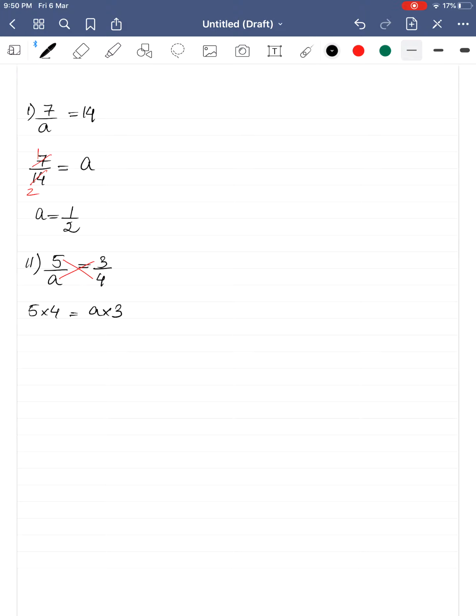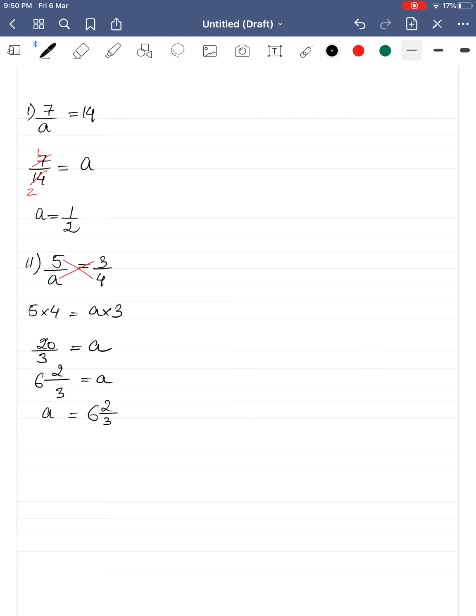Now since a has to be the subject of formula, we can move the 3 to the other side, and we have 20 divided by 3 is equal to a. We can rewrite this as a mixed number. 3 sixes are 18, 19, 20. Now we can rewrite our answer as a is equal to 6 2/3.